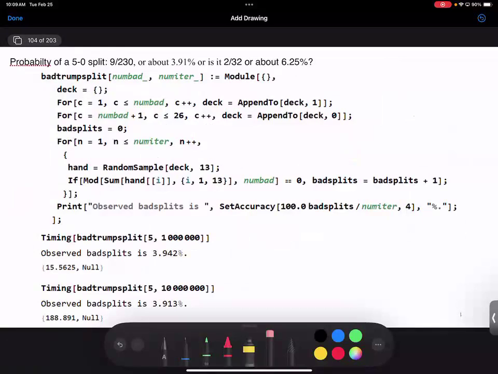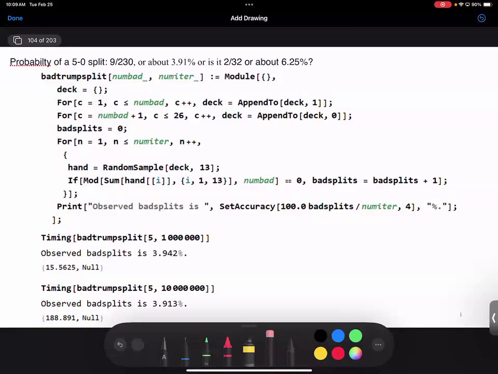And I'm going to create a deck of 26 cards, and I'm going to put in 5 ones, or num bad ones, to represent the remaining trump. And then everything else is going to be a 0. So this is similar to what we did with the kings and the queens, where the king was a 10 and the queen was a 1. I don't need the whole deck. And so what I'm going to do is, if num bad equals 5, I'll have 5 1s and then 21 zeros.